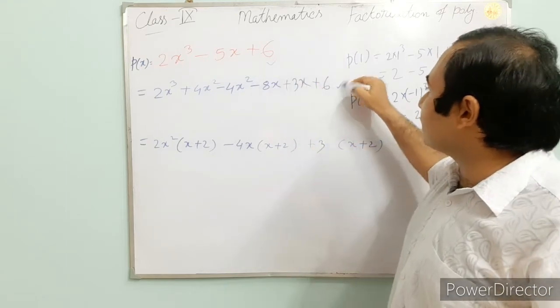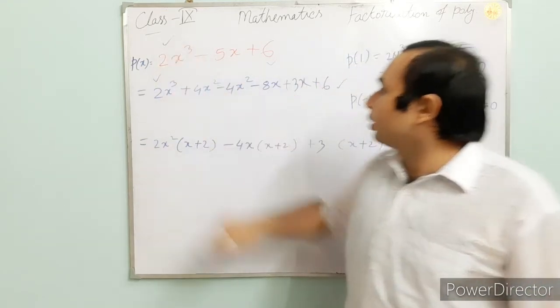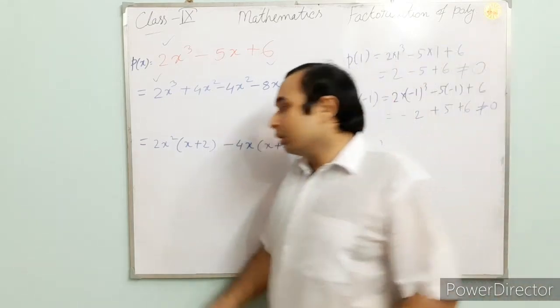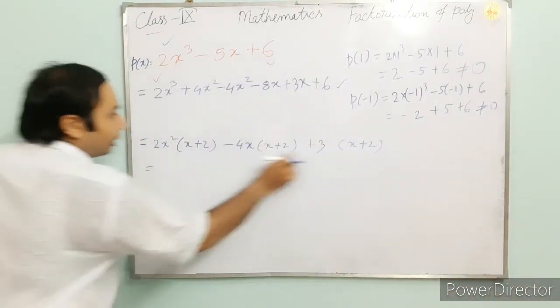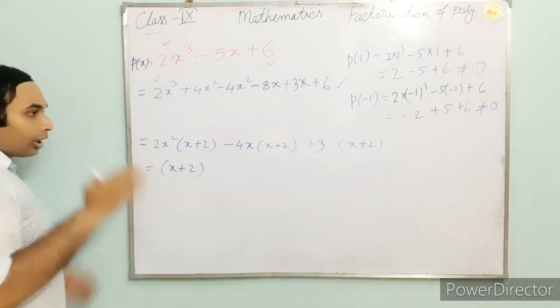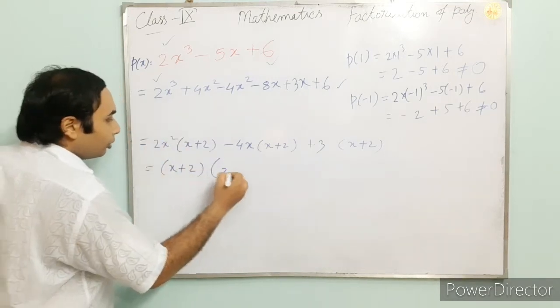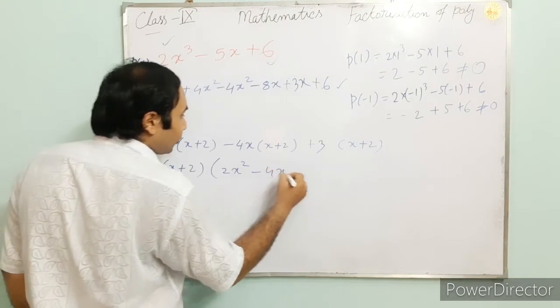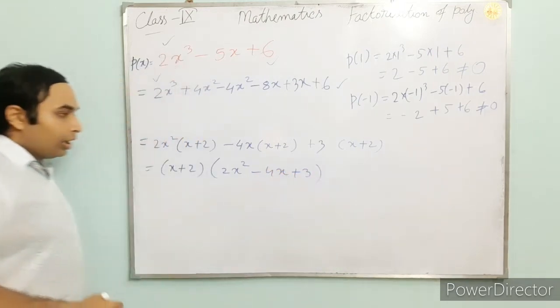So this and these are equal, and this and these are equal. So we have reached our goal. So from this total, x plus 2 is one common factor. So now it is coming 2x square minus 4x plus 3.